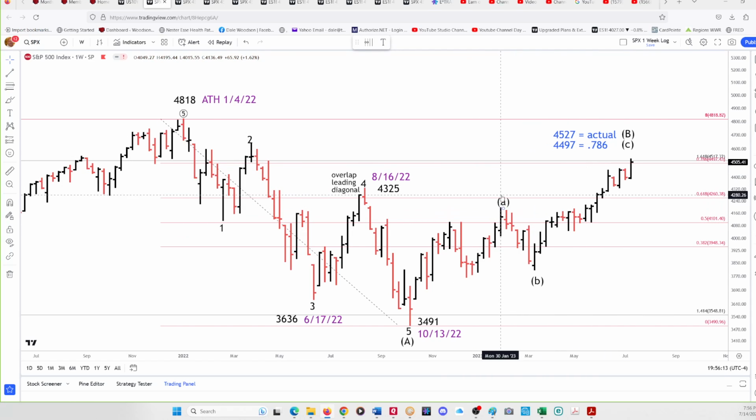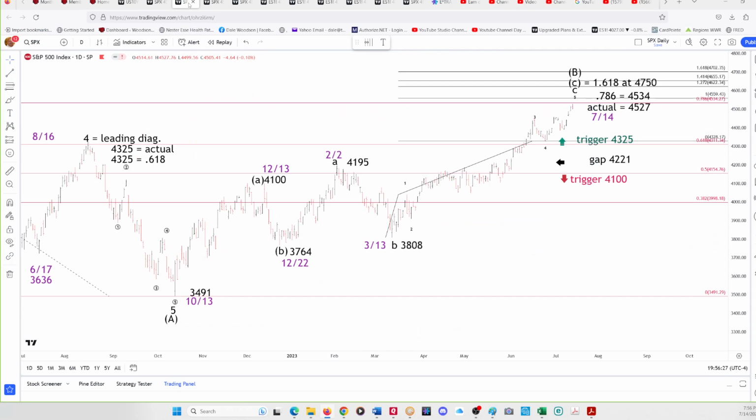You could label this WXY a couple different ways, but I like to keep it simple here, ABC, the larger wave B. Once wave B up is done, wave C below the wave A low will happen. Okay, let's get a little closer here.